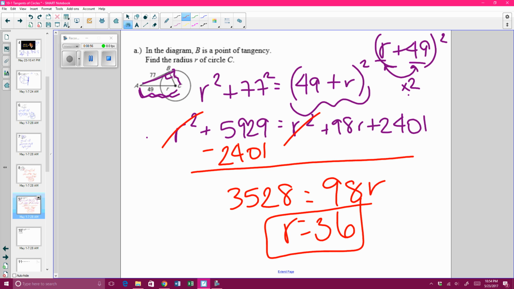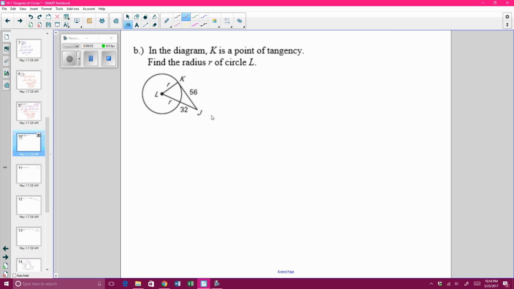This is the radius, so from here you could find the area, you could find the circumference, you could find a whole bunch of different things. Same type of problem, go ahead and try this one. I'll do the work on the screen as well.